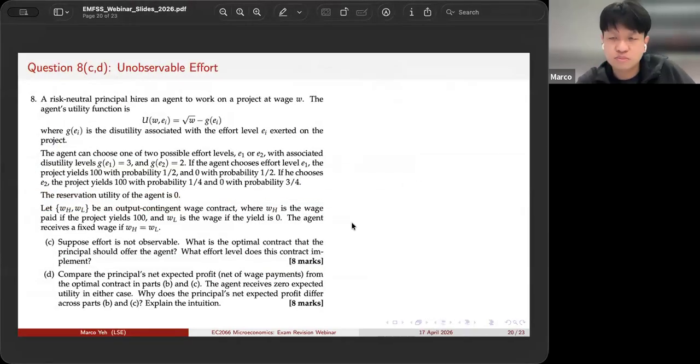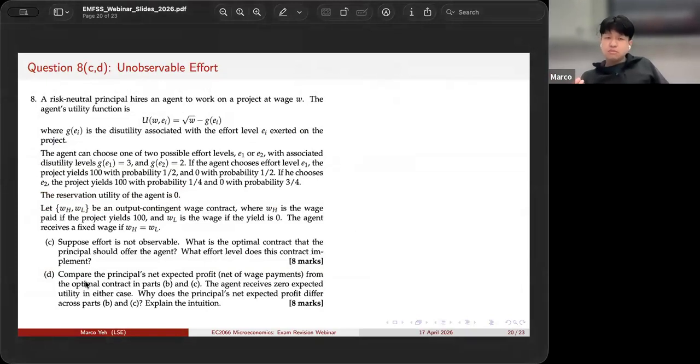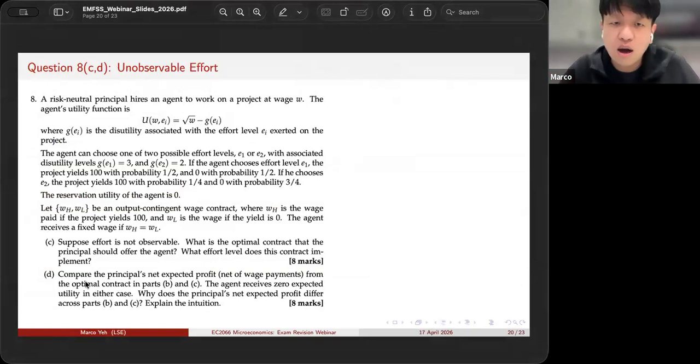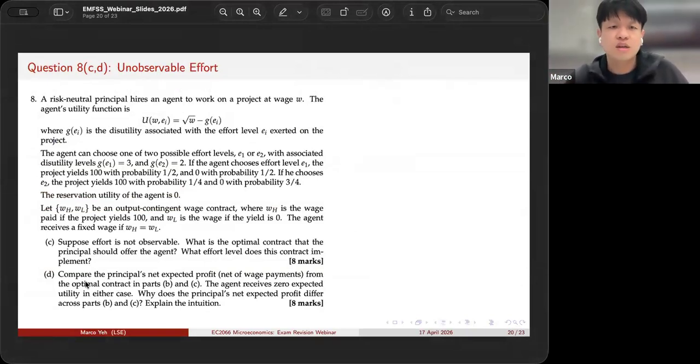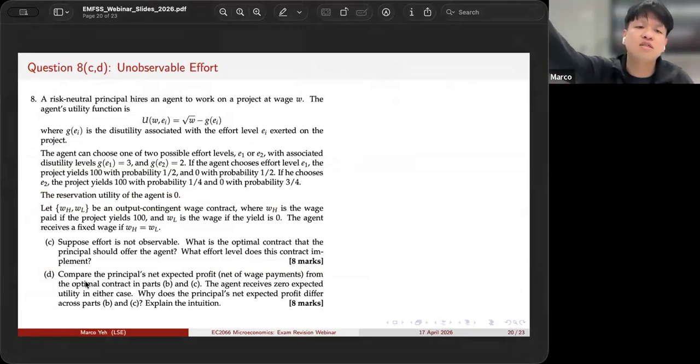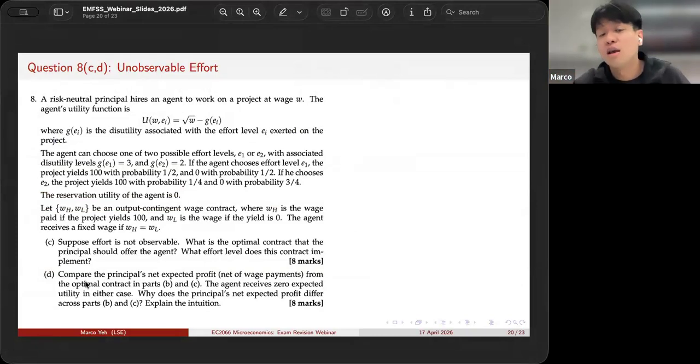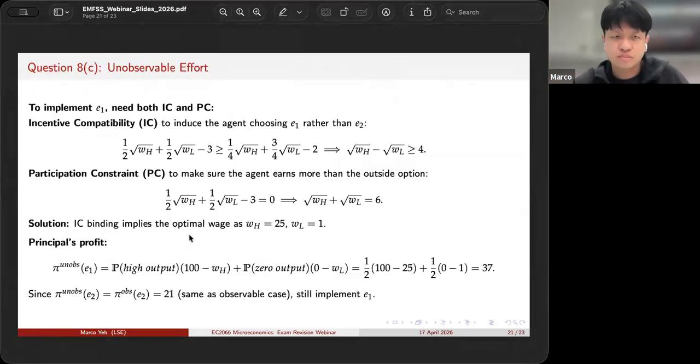Okay, good. I need to speed up a bit. Now, suppose in parts C and D, the effort level is not observable. What sort of optimal contract should the principal offer the agent? And you want to compare the two scenarios where the effort is observable or not observable and comment on it.